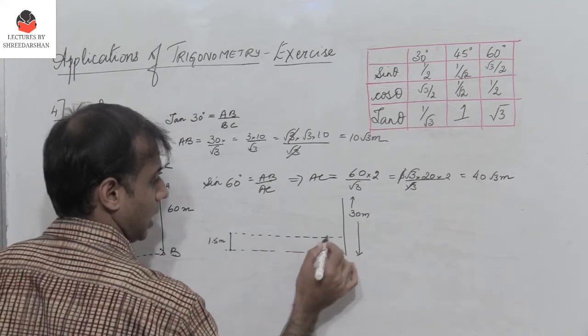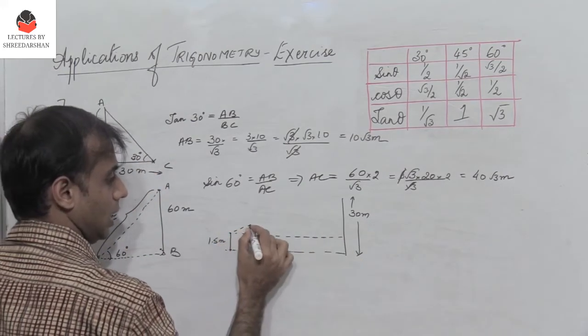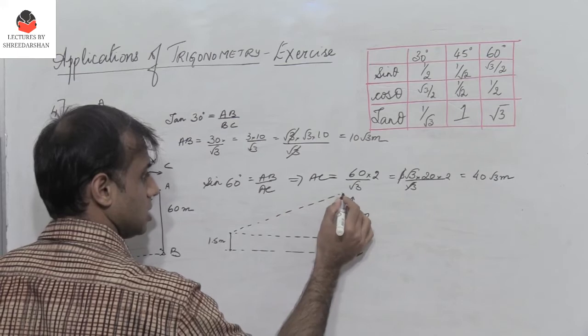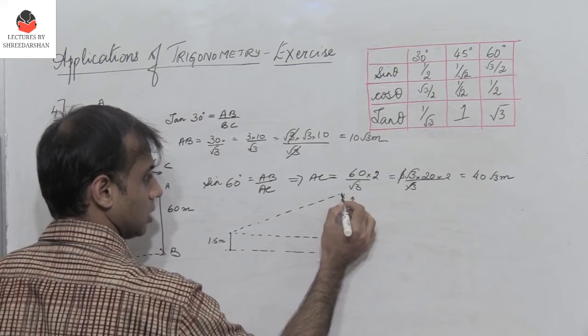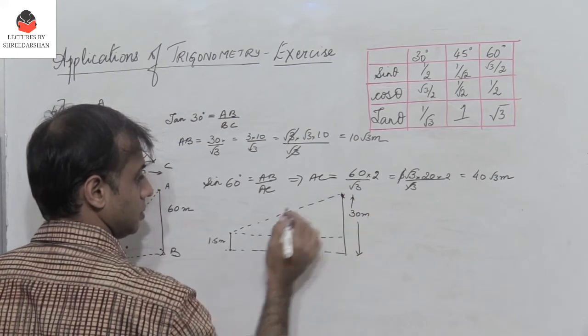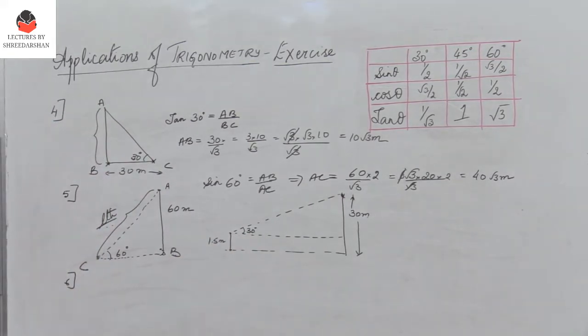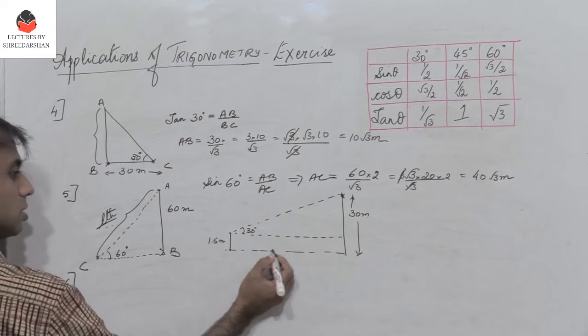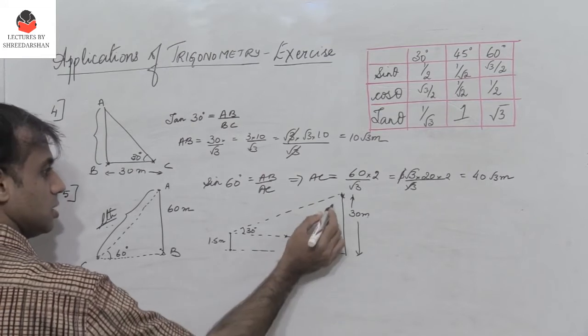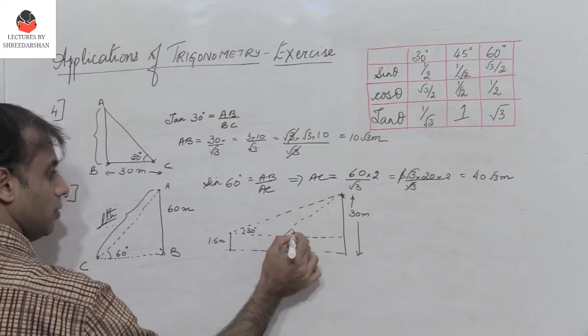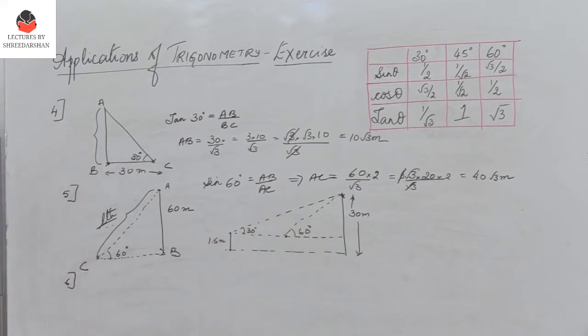If I draw a line parallel to the ground, the angle of elevation from his eyes to the top of the tower, so this is the top of the tower, is initially 30 degrees. Now he moves. So he is walking. As he walks, after a certain distance, the angle of elevation becomes 60 degrees. Find the distance he has walked towards the building.